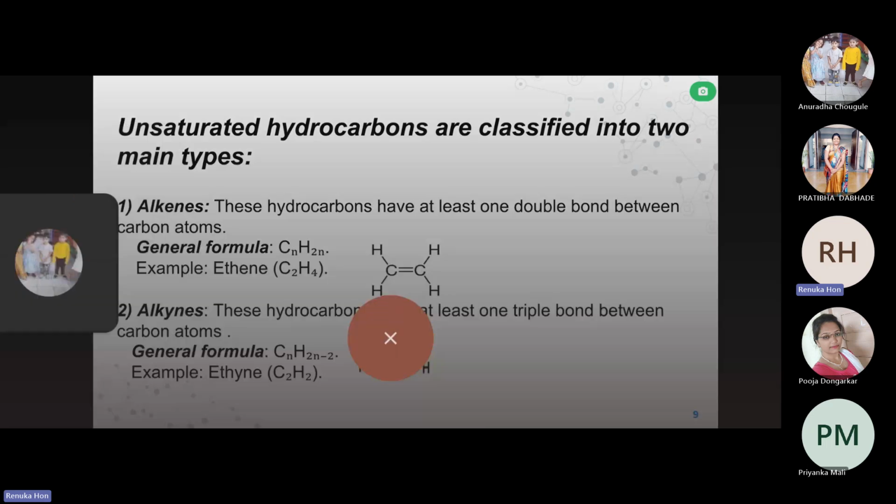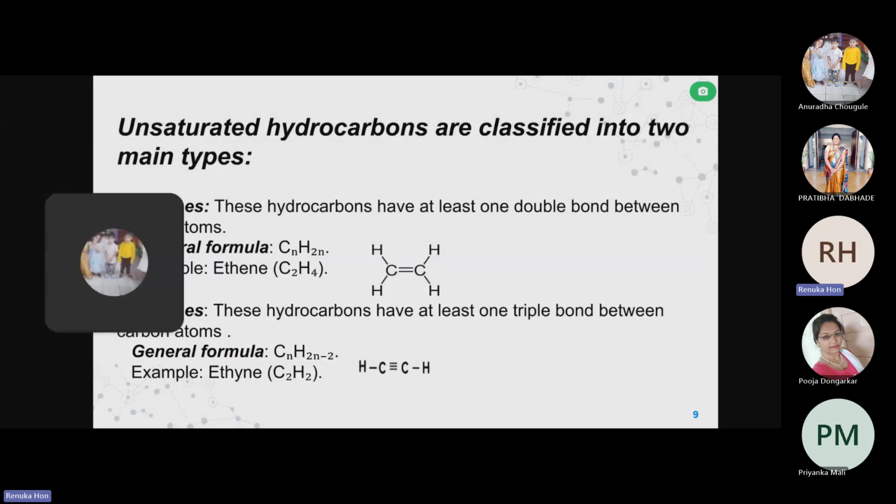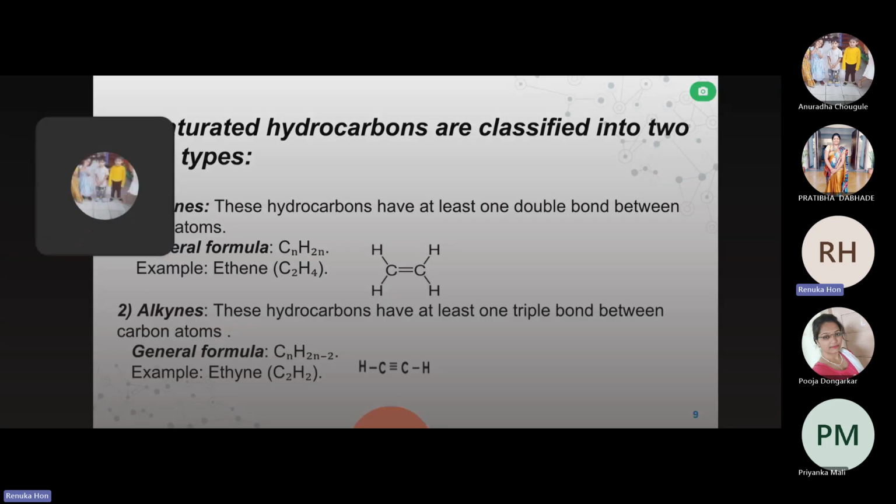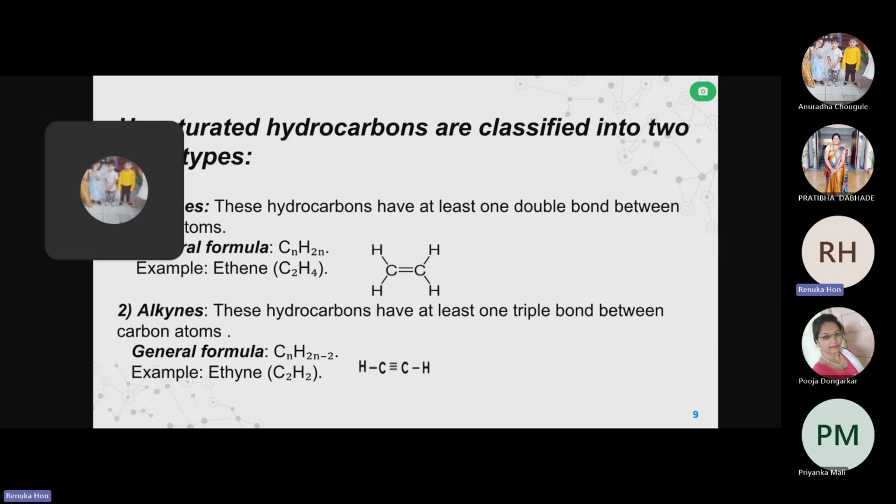Unsaturated hydrocarbons are classified into two main types. The first is alkenes and the second is alkynes. Alkenes are hydrocarbons which contain one double bond between carbon atoms. The general formula of the alkenes is CnH2n, where n is the number of carbon atoms. For example, ethene has two carbons and four hydrogens, and between the two carbons there is a carbon-carbon double bond.